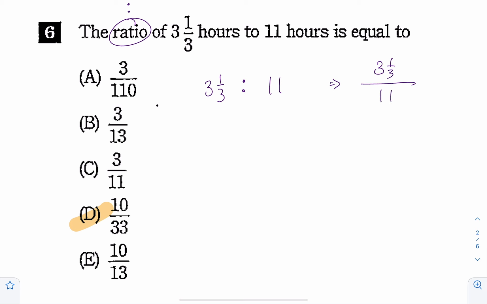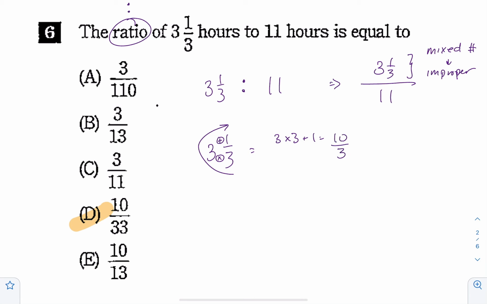And it helps if you write it in numerator and denominator form, and then you want to make sure the numerator, this mixed number, is written as an improper fraction. So to turn 3 1/3 into improper, you have to multiply the whole number by the denominator and then add the numerator. So it's 3 times 3 plus 1, or 10, and the denominator stays the same. So this is really 10 over 3 divided by 11.